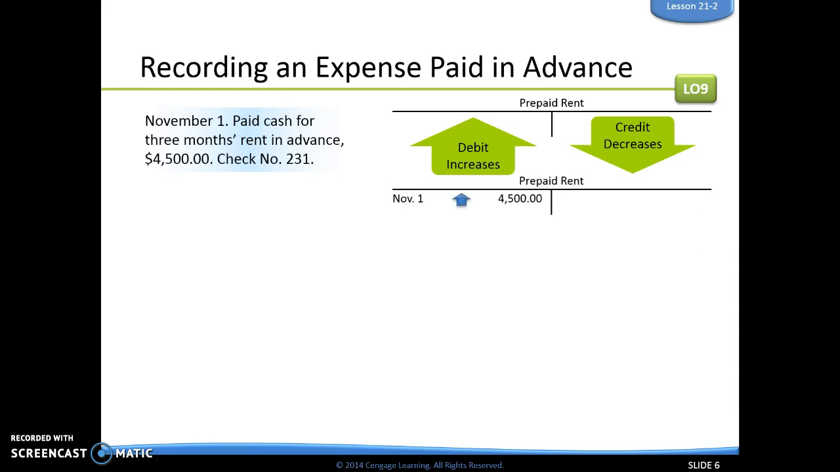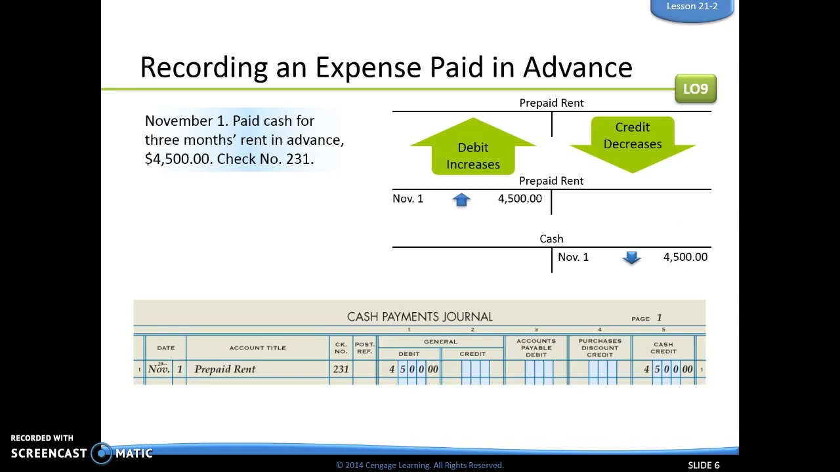So we're going to debit, we're going to increase that for $4,500, and then we're going to decrease our cash for $4,500. Since we are paying cash, that's going to go into our cash payments journal. We're going to have a debit to our prepaid rent and a credit to cash. So if we think of this, this is a lot like prepaid insurance. We're paying that insurance, we're crediting cash and we're debiting prepaid insurance.